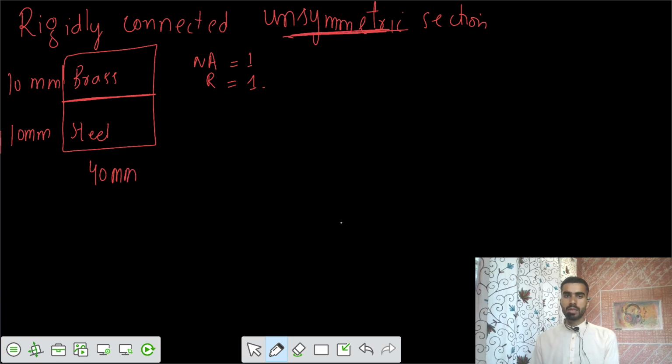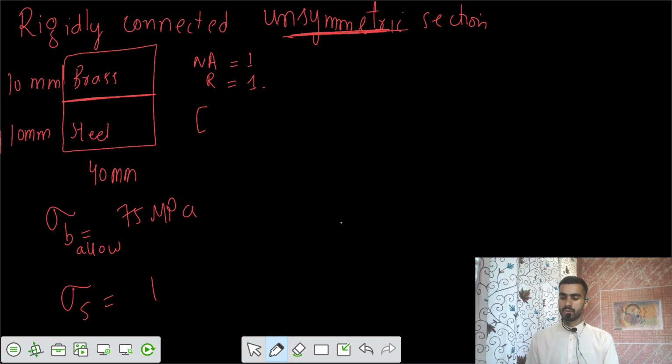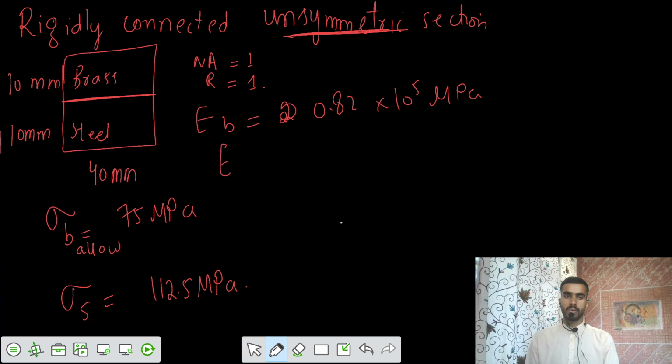The unsymmetric section means you have different materials, brass and steel, and we have allowable stresses. Sigma B allowable in bronze is 75 megapascal, and the allowable stress in steel is 112.5 megapascal. E of the bronze is 0.82 times 10 to the power 5 megapascal, and E of the steel is 2.05 times 10 to the power 5 megapascal.